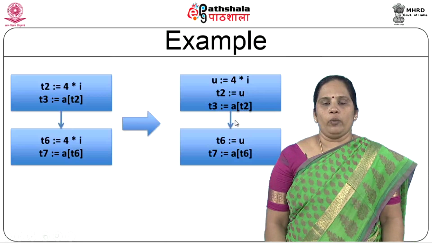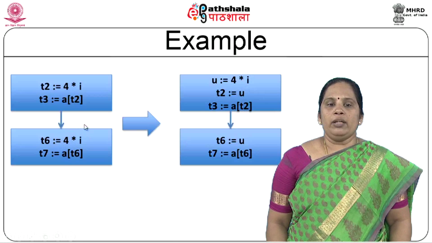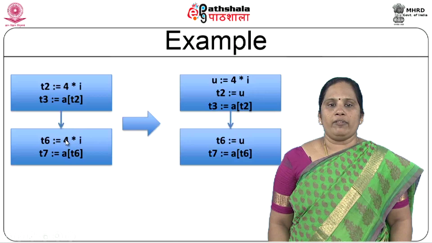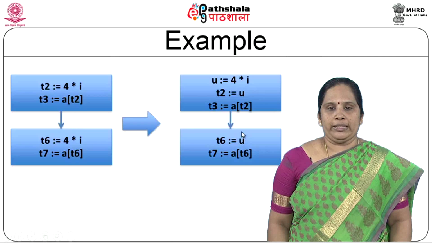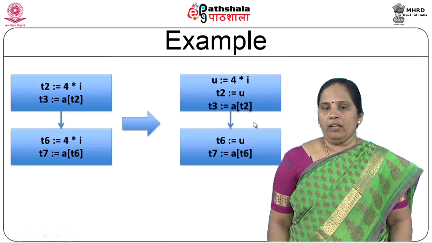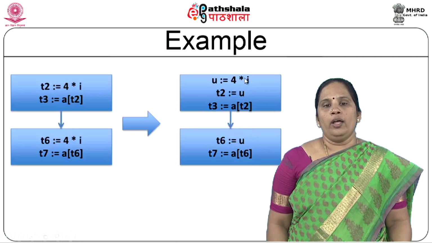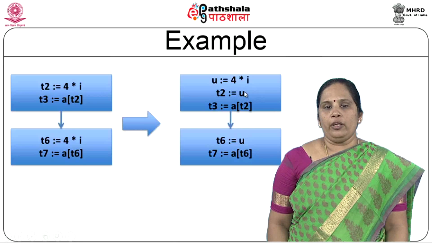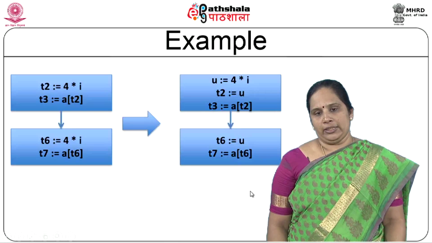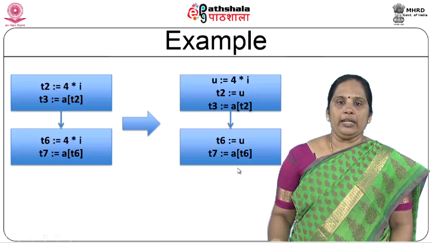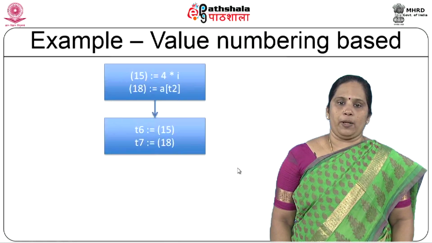So, this is what we have just done, and similarly wherever this occurrence 4 into I is available, replace everything, T6 with u basically. Okay. Now, finally, we can get rid of this u, where I can simply use u in place of T2 or T6 or whatever it is. Okay. So, that can happen in the next step of optimization.